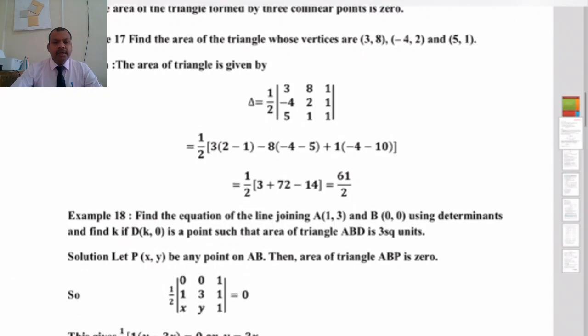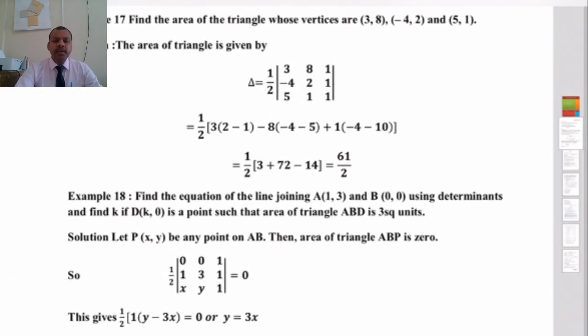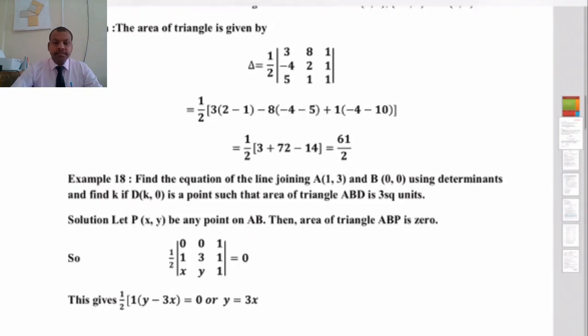Now come to the next example, 18. Find the equation of the line joining A and B using determinants, and find k if a point D, which is (k, 0), is a point such that the area of triangle ABD is 3 square units. So for finding the equation of a line, let P(x, y) be any point on the line AB, then the area of triangle ABP is 0. Think about it. Why is the area of ABP 0? Actually, the point P lies on the line. That means all the 3 points A, B, P are collinear. That's why the area is 0.